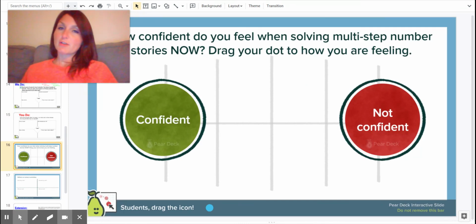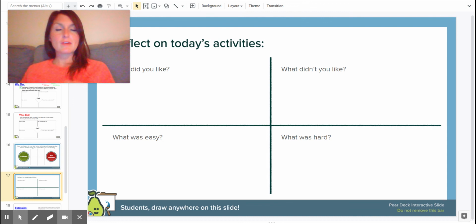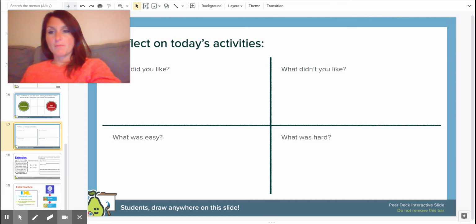Do you feel like you got better today? Are you still feeling confident? Are you not feeling confident? And now you do? And then I kind of want to read a little bit about your thinking, about how you're feeling right now. Like, what did you like? What did you not like? So that it can help me help you get better.